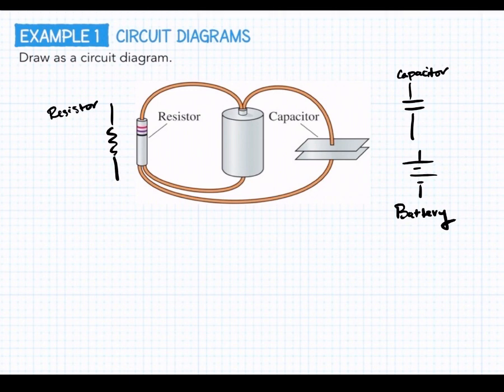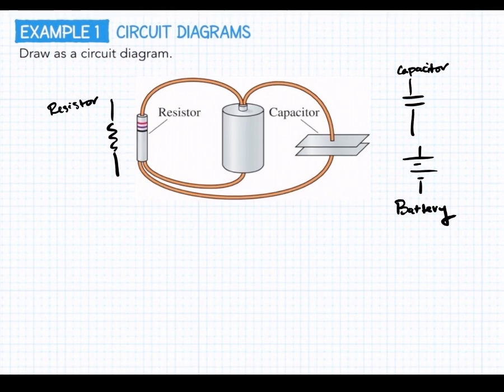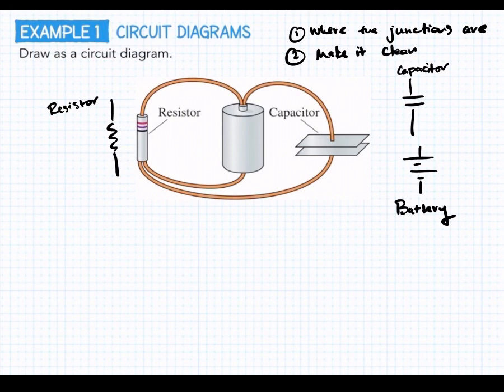But remember when you're drawing circuit diagrams, the main thing you want to keep in mind is, one, where the junctions are, and two, make it clean. So you want to make this easy to read so that if you're building the circuit, it's not super confusing, okay? So if you want to draw it sort of literally, you draw the resistor, the battery, and the capacitor, okay?